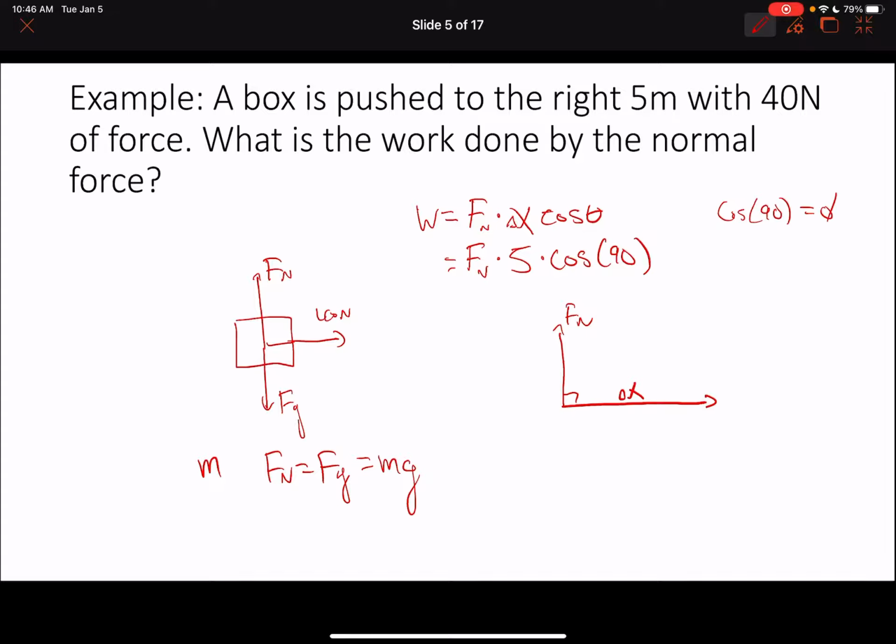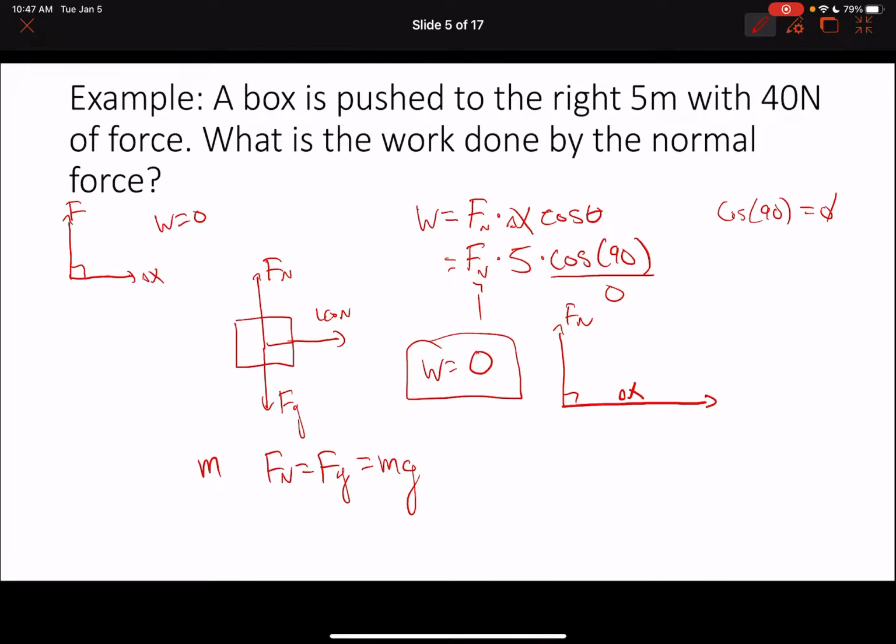Which means it doesn't even matter what the normal force is. If this is 0, the whole thing is 0. So the work done by the normal force is 0. And that's a key idea. If the force and the displacement are perpendicular, you may want to write this down. If the force and the displacement are perpendicular, that means that the work done is 0.